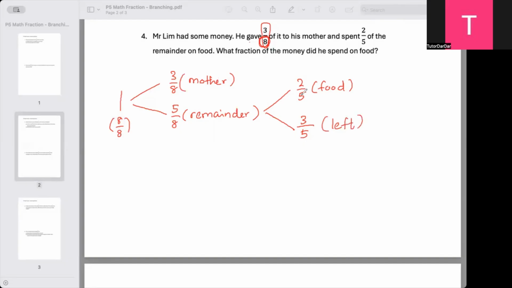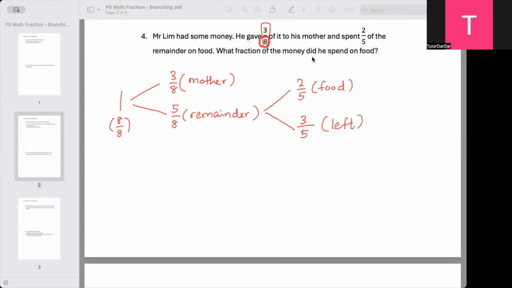Why? Because 2/5 plus 3/5, you will get 5 over 5 again, which is the 1 whole. So every branch, when you add the fractions, you must get back 1. Always must get back 1. So you must have all these proper fractions. So now let's look at this.